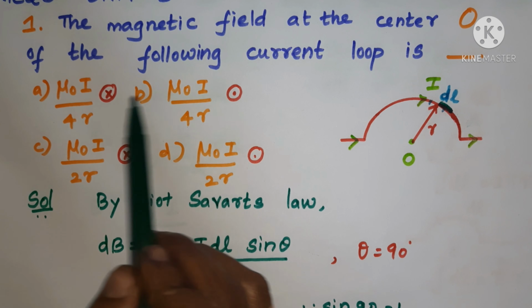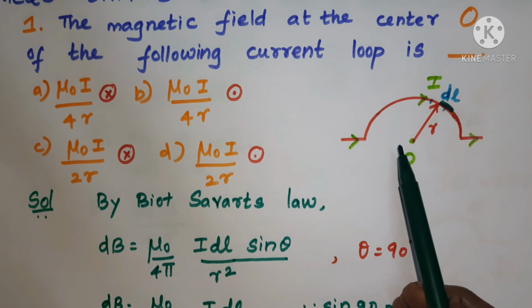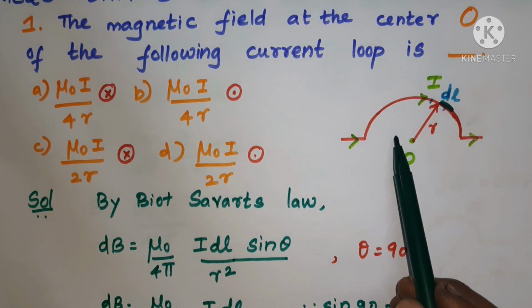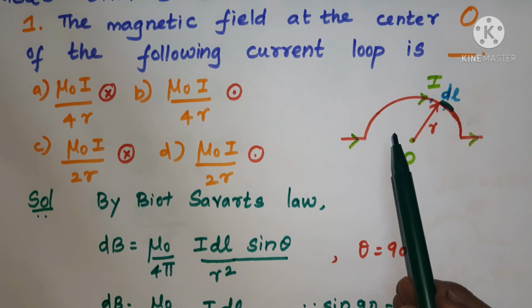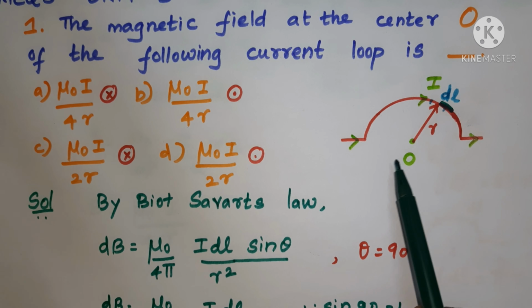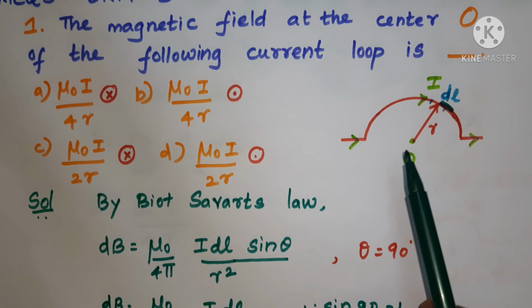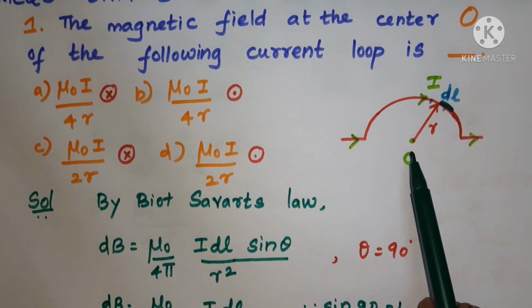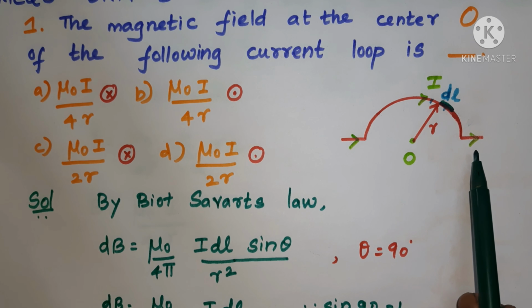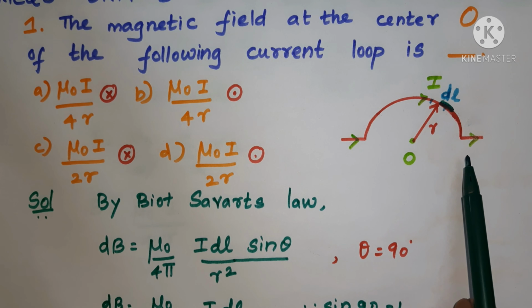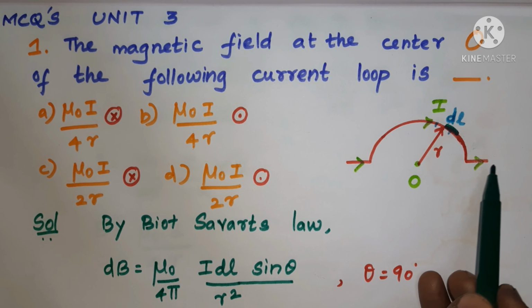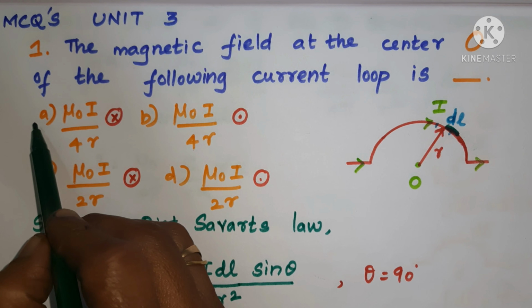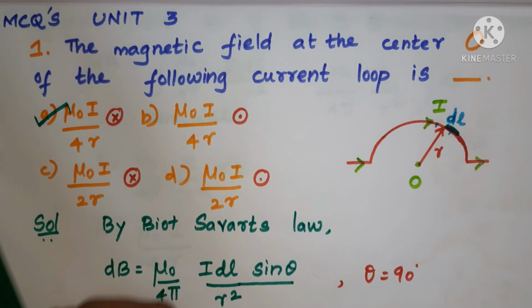But we have to see the direction of that magnetic field. According to the right hand thumb rule, if we curl the fingers of the right hand in the direction of the current in the loop, then the stretched thumb gives the direction of the magnetic moment associated with the loop. And we see that it is the inward direction. So, we have option A to be the correct one.